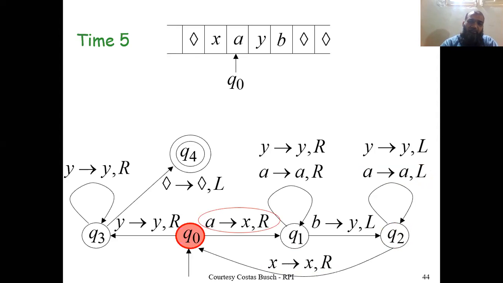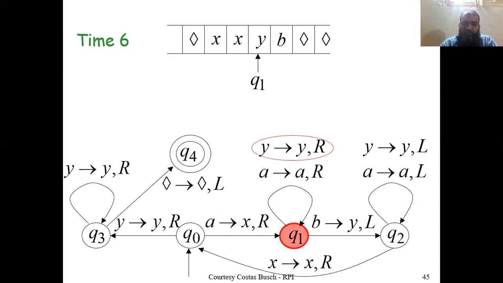You will repeat that process as many times as there are A's. There should be as many B's. You will repeat that process until there is no A, no B. So again, there is A. You read that A and convert that A to X. You are on Q1 and pointing to the Y symbol.